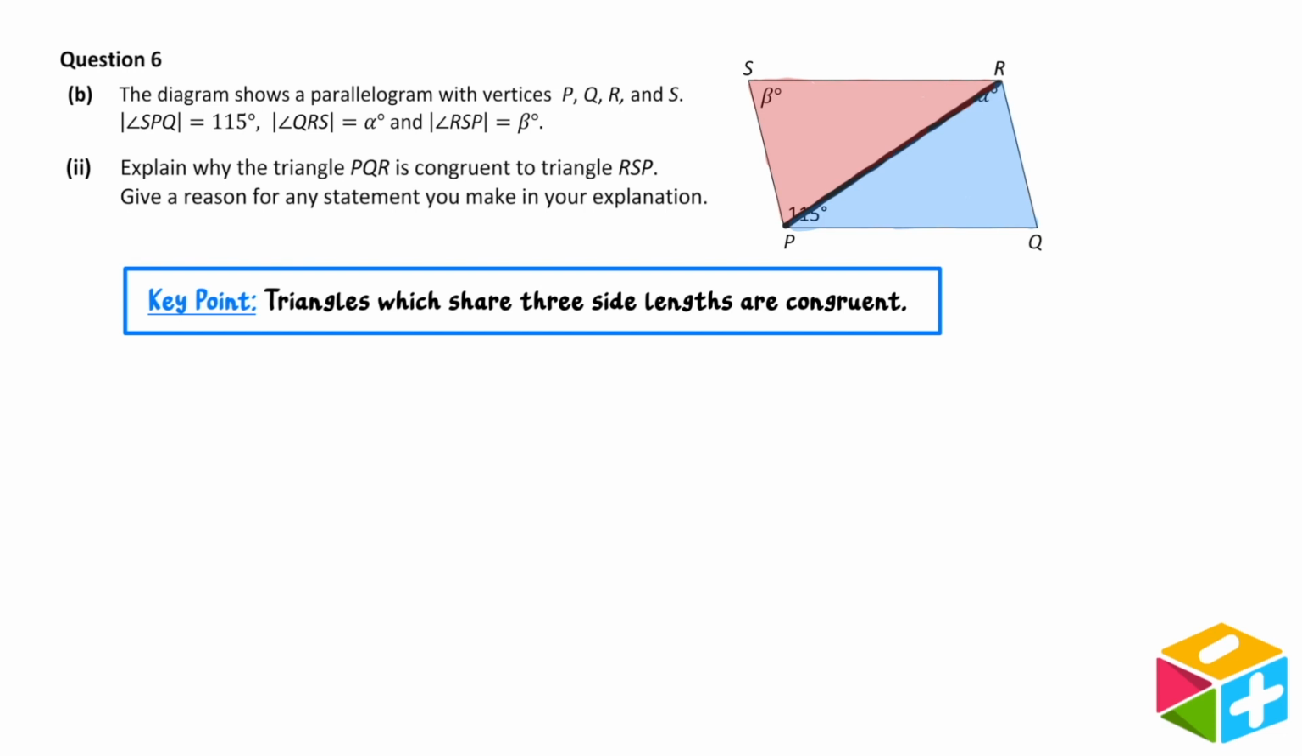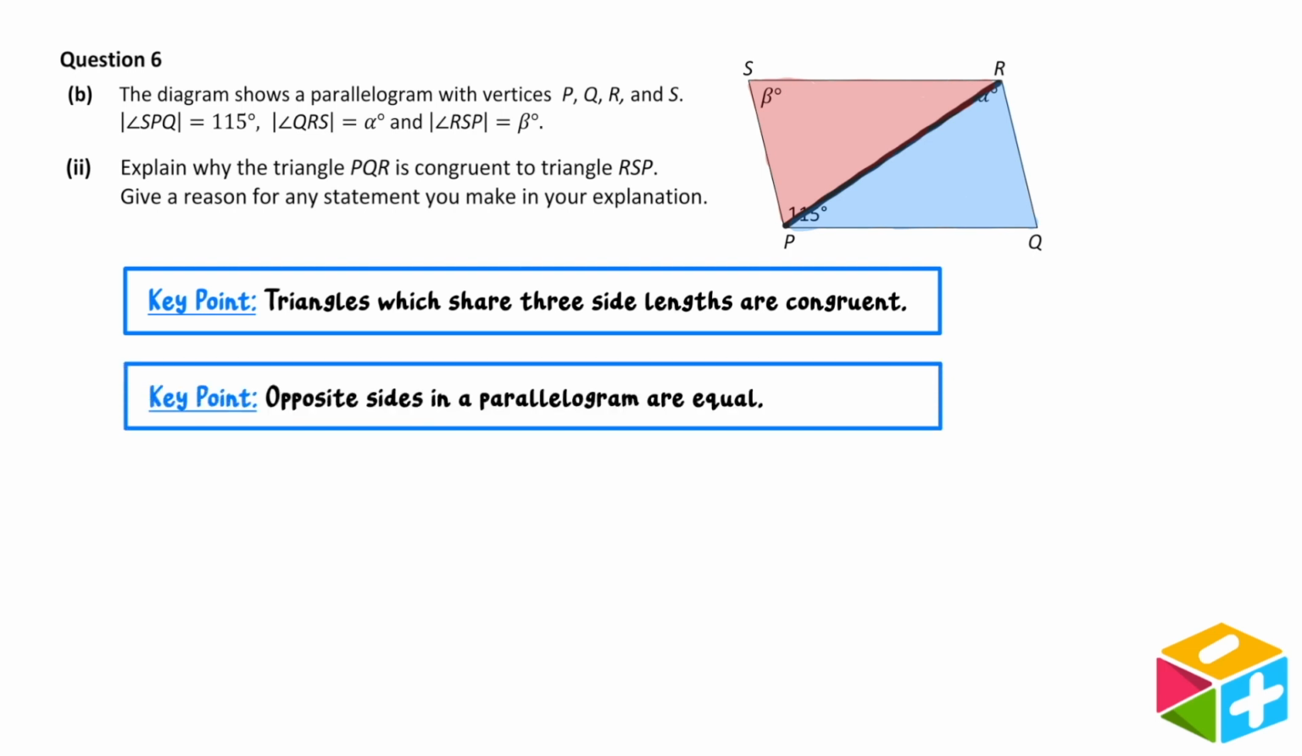Firstly, triangles which share 3 side lengths are congruent. So if we can show that the triangles PQR and RSP share 3 side lengths, then we'll know they're congruent. The second fact is that opposite sides in a parallelogram are equal. In our diagram, the side SR is opposite the side PQ. So these side lengths will be equal. The side SP is opposite the side RQ, so these two side lengths will be equal.